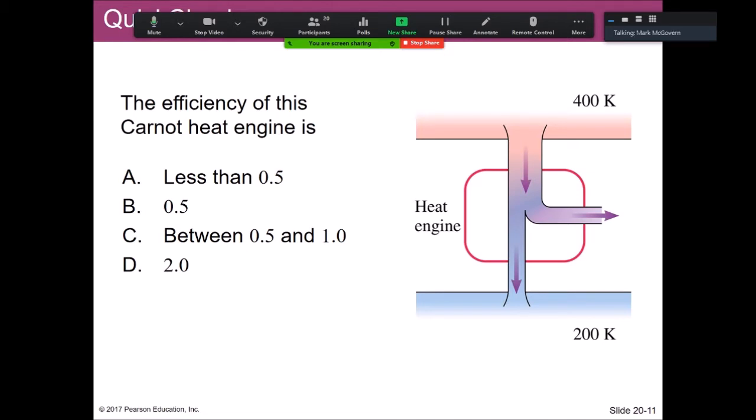The efficiency of this Carnot heat engine is what? This is different. I've got the kelvins in here now.